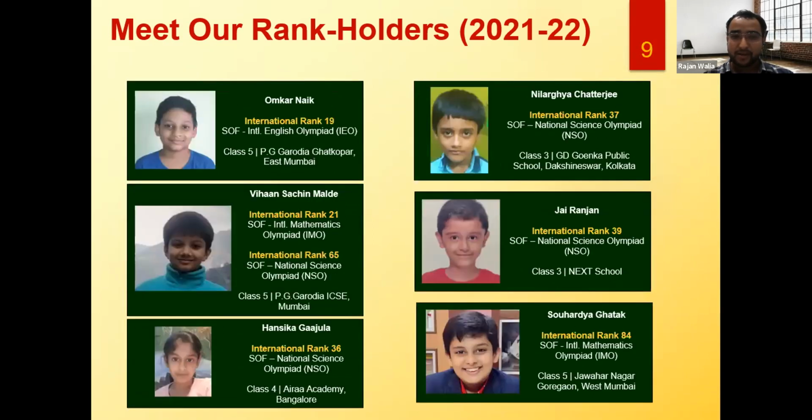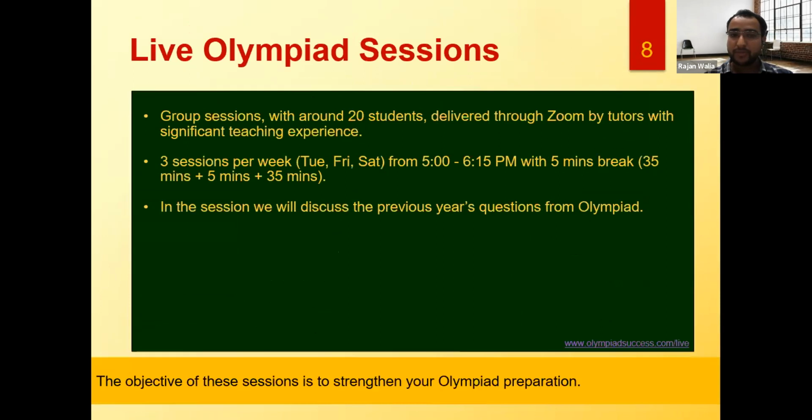Okay. Now, students, about this course. There will be around 20 students in the classes, and the classes will be conducted on the Zoom platform only. There will be 3 sessions per week. The days will be Tuesday, Friday, and Saturday, and the class timing will be 5 p.m. to 6:15 p.m. So what is the objective of this course? The objective of this course is to strengthen your Olympiad preparation. In the sessions, we will discuss the previous year questions, the questions that are based on previous year Olympiads.